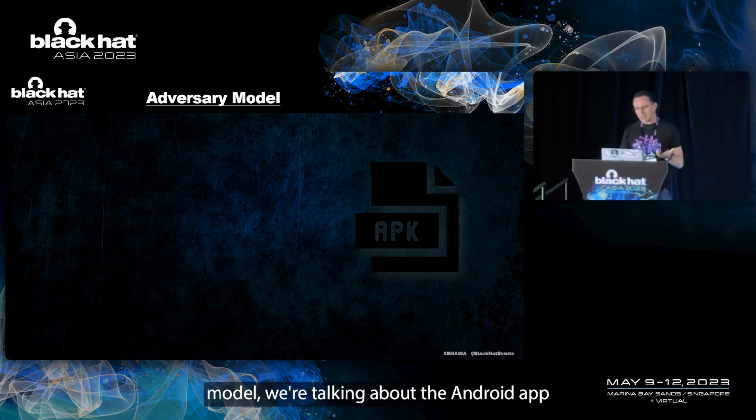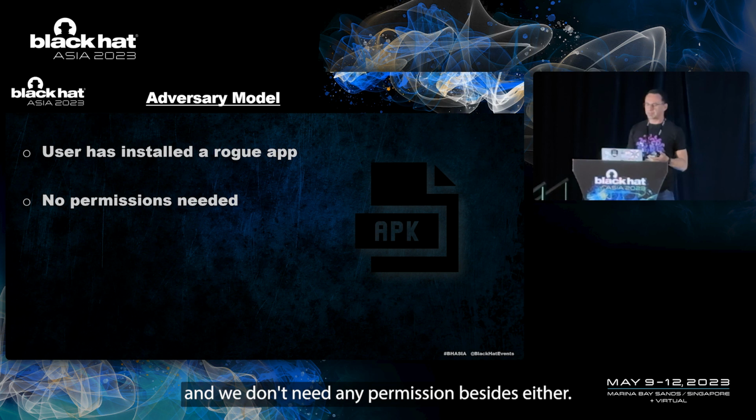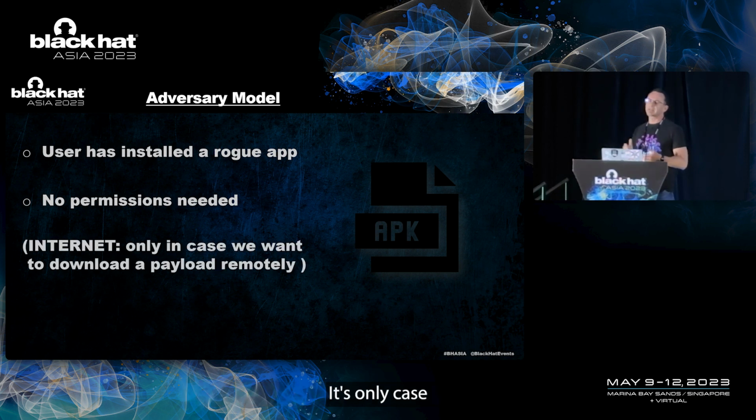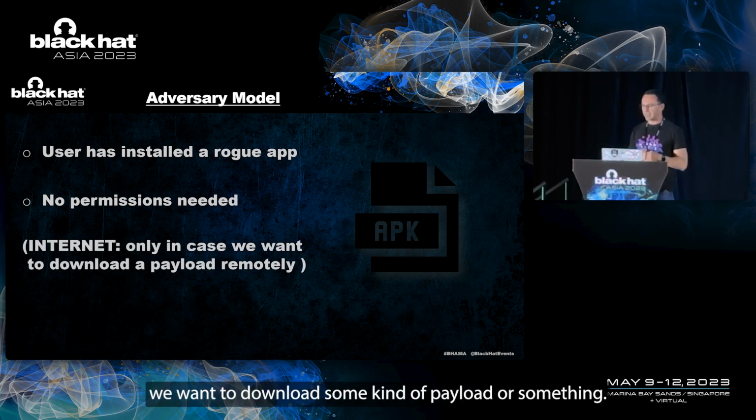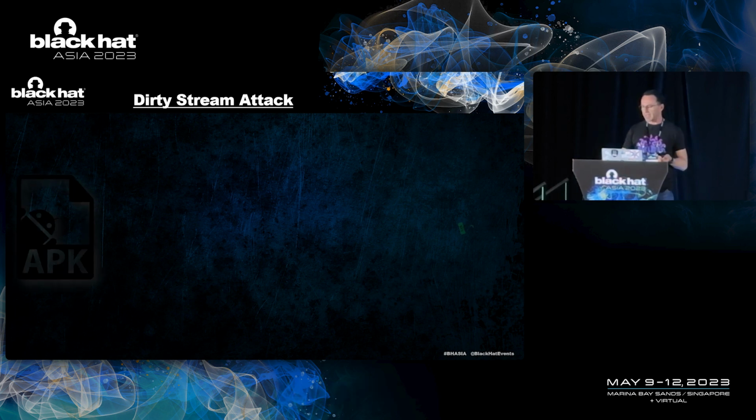Right, so regarding the adversary model, we're talking about an Android app that the user has to have installed on the device, and we don't need any permission besides internet, only in case we want to download some kind of payload or something. So we're going to use this rogue APK in order to interact with the share target.